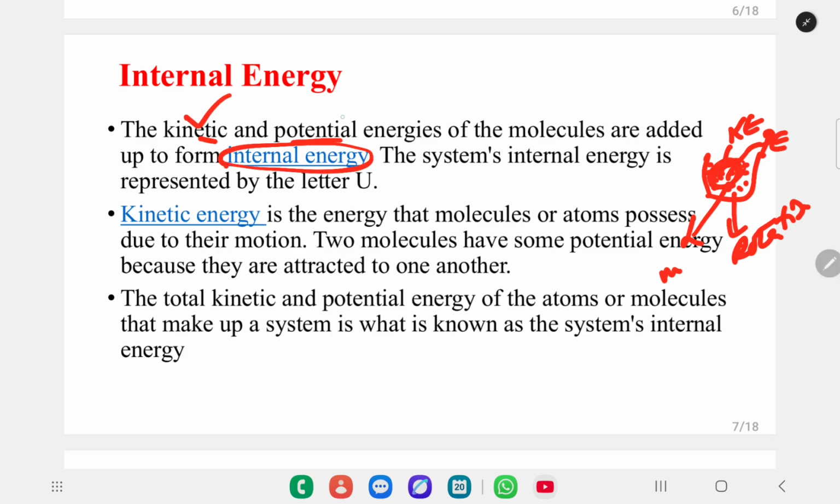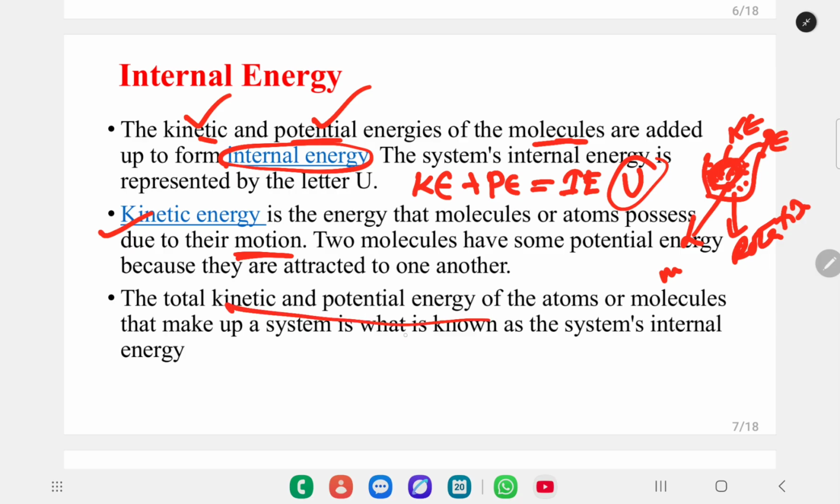Basically, the kinetic and potential energies of the molecules add up and give us internal energy. You can write kinetic energy plus potential energy gives internal energy, which is denoted by U. Now you know kinetic energy is due to the molecules' motion. So total kinetic energy and potential energy make up what is known as internal energy.